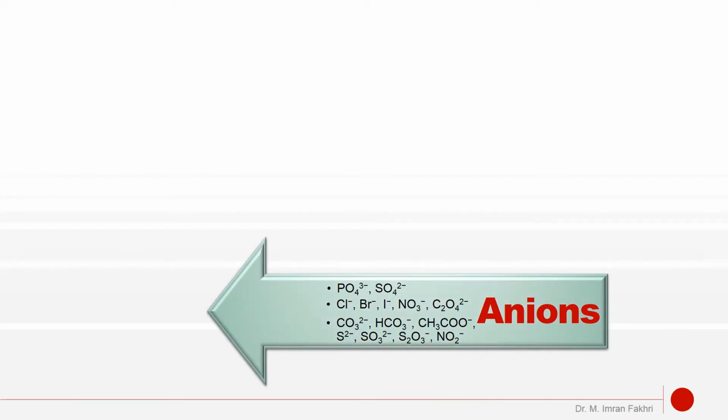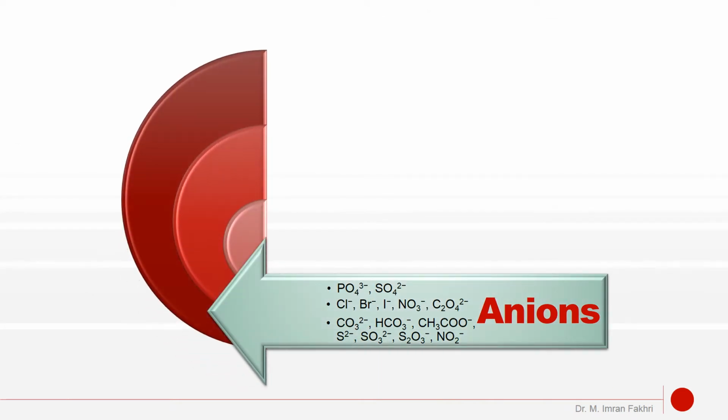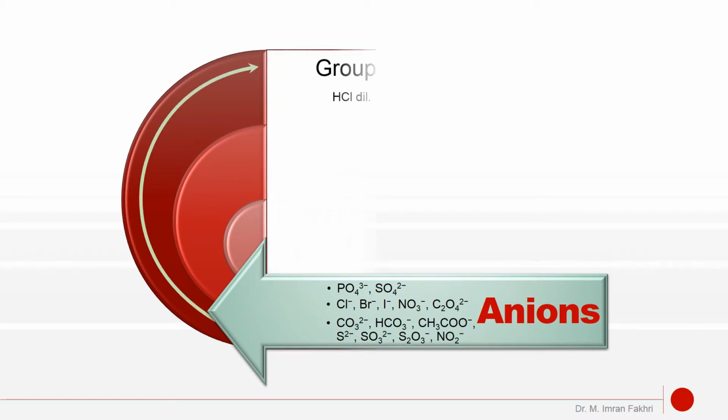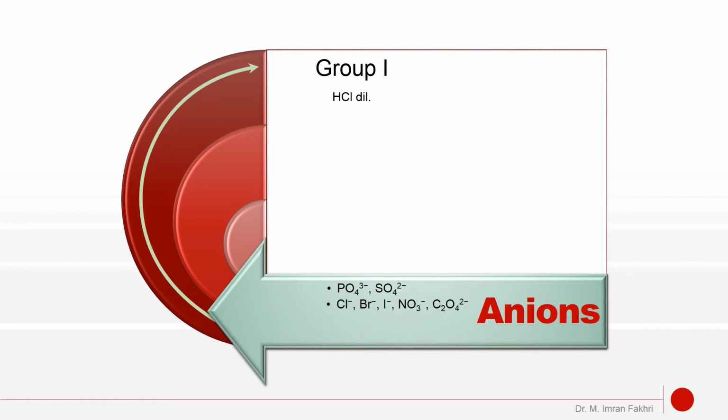Anions, the acid radicals, present in the given salt: we have to identify them. For the first group, we have to add dilute HCl. If some observation, a colored gas or some gas evolution, is observed, then we may have the following anions present.